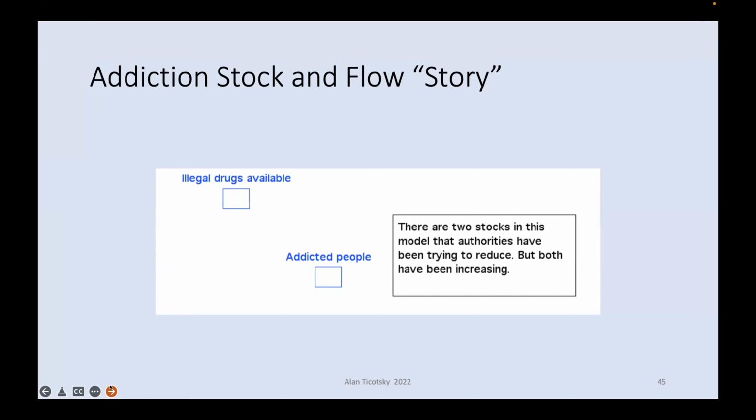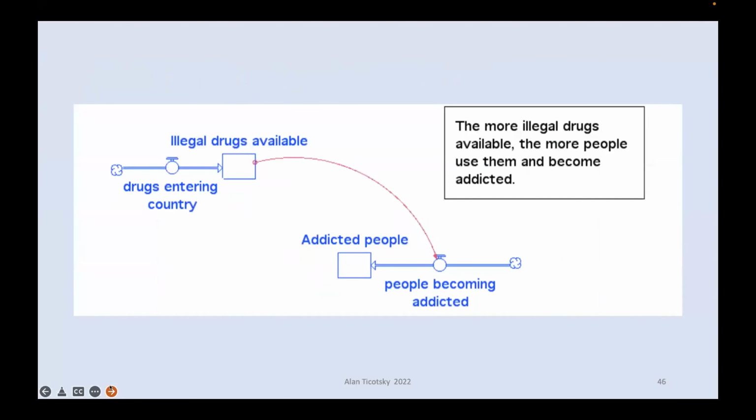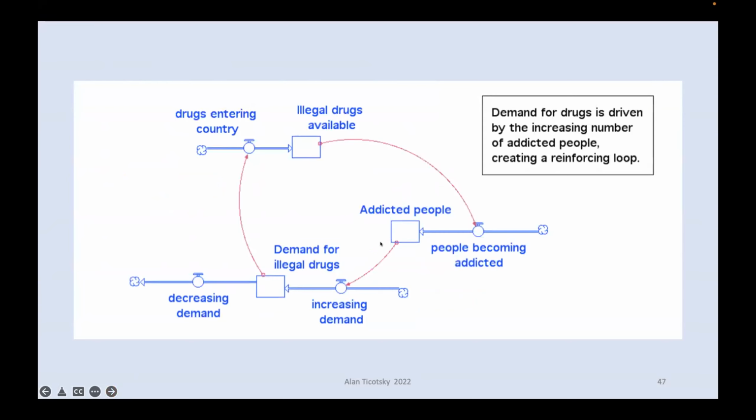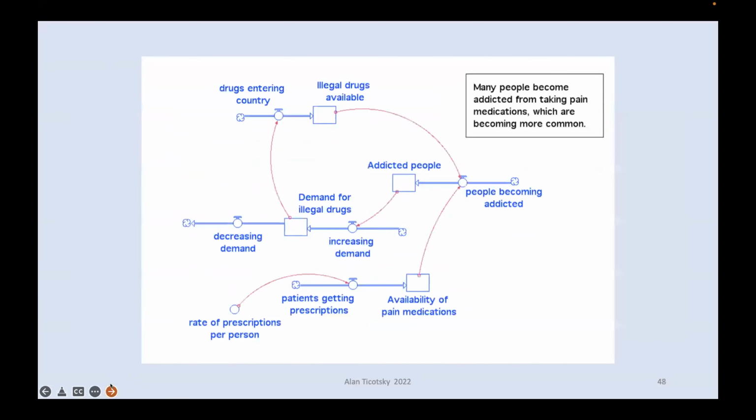So the 2 stocks starting there are illegal drugs that are available and addicted people. A lot of the drug enforcement was looking at the drugs entering the United States, and the illegal drugs that were available were causing people to become addicted, increasing the stock of addicted people. And as the addicted people increase the demand, you get more illegal drugs, more drugs entering the country, more drugs available, and you have a reinforcing loop of an addiction crisis. Adding to it are pain medications that were really way over prescribed here in the United States, and that added to people becoming addicted and increasing this reinforcing loop.